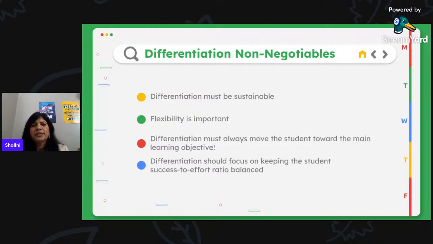Non-negotiables. If we are starting to differentiate the instructions, it shouldn't be for a day or a week, it has to be sustainable. So planning has to be done that way, so that we are able to see the results of the differentiated instructions we are following. Flexibility is again very, very important. It will not work if we put everything in our planner and want to follow the same things. We will have to make spontaneous changes. We will have to keep looking at the data from the assessment and be flexible with our planning depending on the needs.